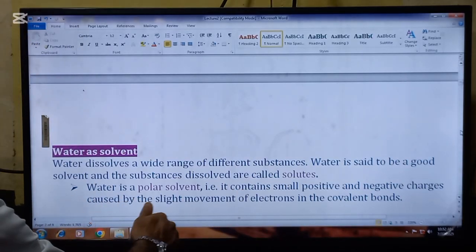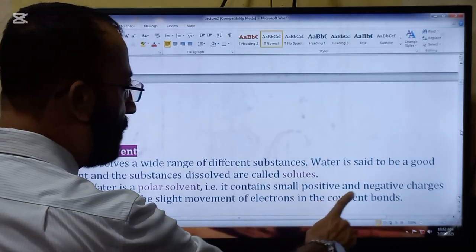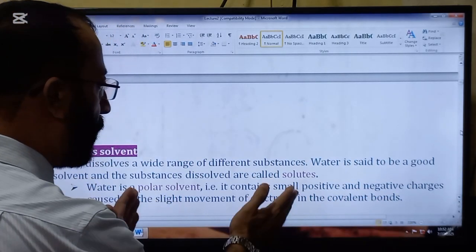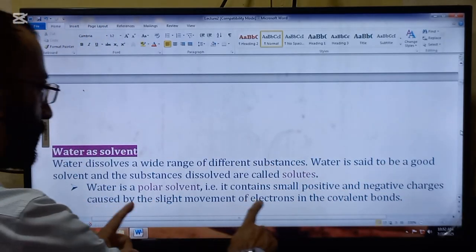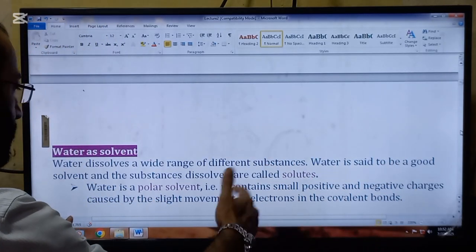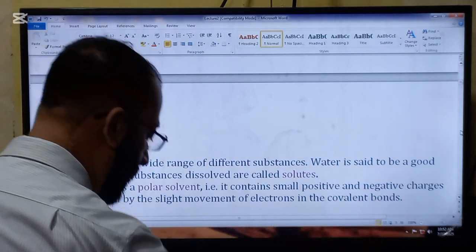Water is a polar solvent. A very important point: it contains small positive and negative charges. Positive charges on H and negative charges on O. These small positive and negative charges are caused by the slight movement of the electrons in the covalent bonds.